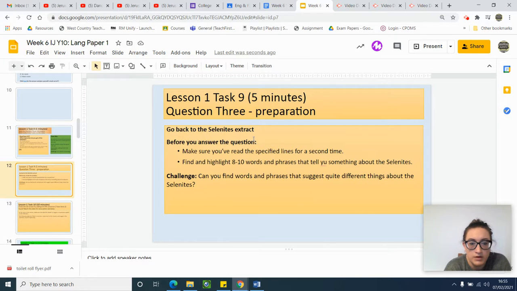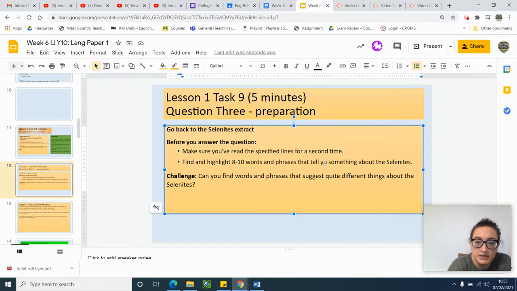Okay, so what you're going to do is go back to the Selenites extract. Before you answer the question, make sure you've read the specified lines for the second time, and then find and highlight 8 to 10 words and phrases that tell you something about the Selenites. Now, let's just do the very beginning of that together.